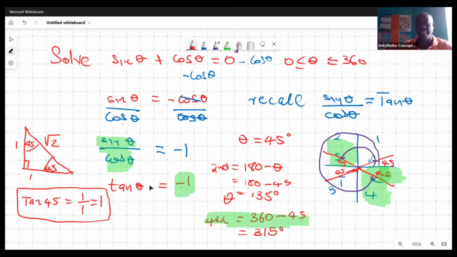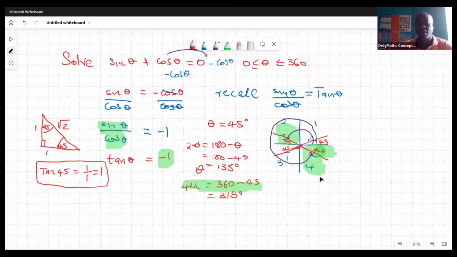Conclusion here is that we can now conclude that theta is equal to 135 degrees and 315 degrees.